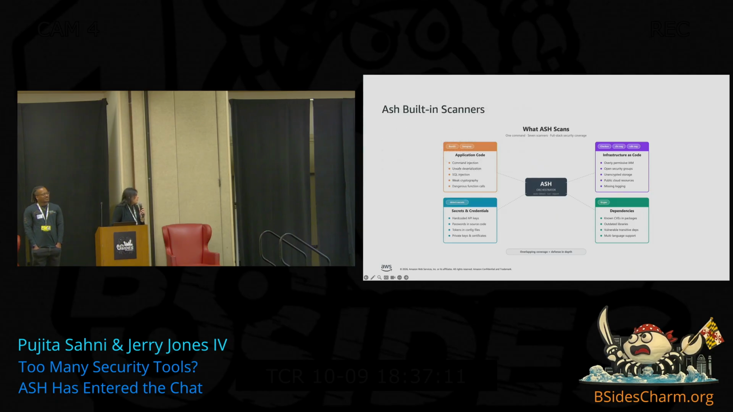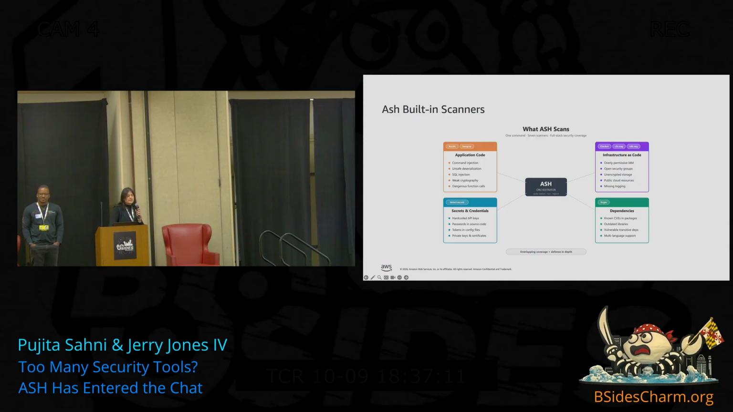So this is what all the scanners that ASH consists of. For Python, you have Bandit for security anti-patterns and Semgrep for more advanced code analysis. And for secrets, there's detect-secrets. It catches all the hard-coded API keys, passwords, tokens. For infrastructure, which is a lot of IaC, what Jerry and I work with, Checkov handles CloudFormation and Terraform, and then we have CFN NAG, which is CloudFormation specific, as well as CDK NAG, which covers all the CDK constructs.